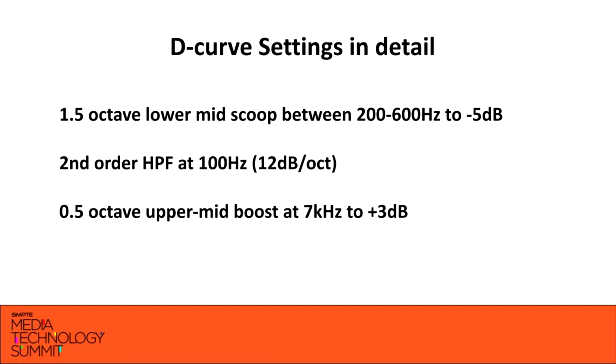And a second order high pass filter, no matter how they record it on set, I'm going to put a second order high pass on there, on the dialogue, of course. And then about a 1/2 octave upper mid boost centered at around 7K, somewhere in there. So it depends on your speakers, your ears, and the microphone used. That's a choice people can make, whether they need to add that kind of little icing on the top. Those are the details of the D curve setting.